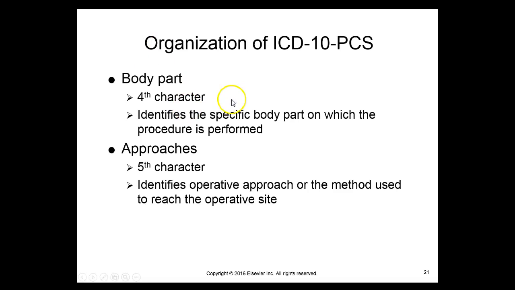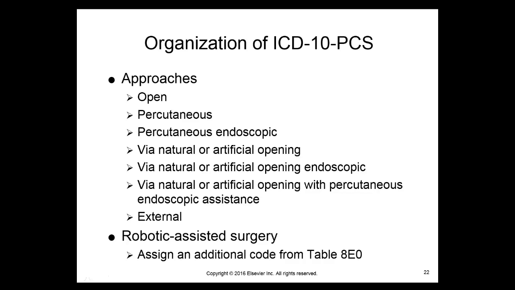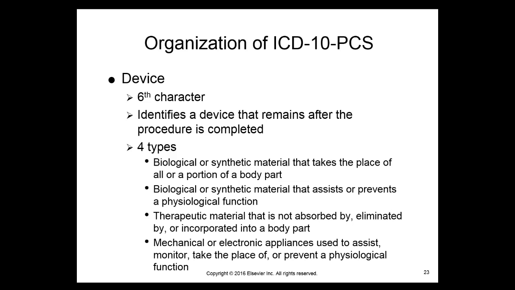The fourth character is for the body part, and that's the specific body part on which that procedure is being performed. And then the fifth character is the approach, and that is the operative approach to reach the site. You can look in the definitions index, you can look at the definitions for all of these, and then there is an additional code that is utilized when robotic assistance is used as well.